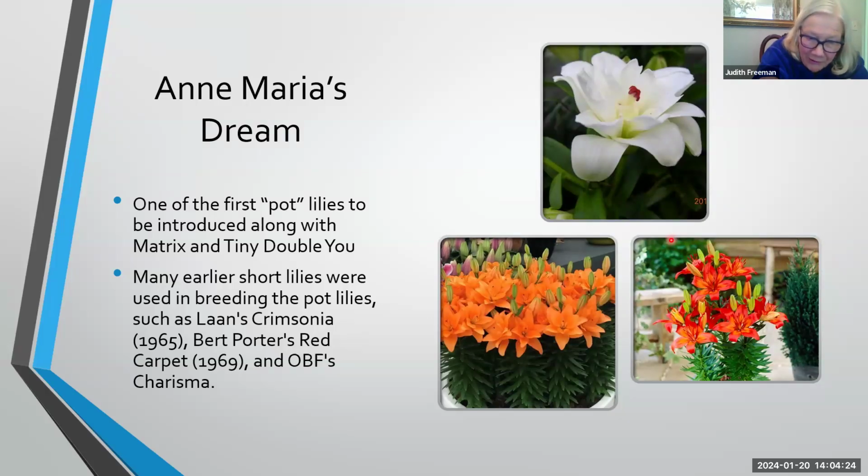Well, we got lots that were very, very short, but we didn't get too many that combined that with tiny flowers. I got some that were concolor hybrids, but he used Lawn, and this is not Neat Lawn, this was his father, the father Lawn, who had a lily called Crimsonia that was a wonderful, very short red, and it was a parent of Red Carpet, Burt Porter's Red Carpet, and they grew lots and lots of that everywhere for pot lilies. And it was a parent of Charisma from Oregon Bulb Farms, and they were getting shorter and shorter, but they were never popular because at that time people just didn't want potted lilies.